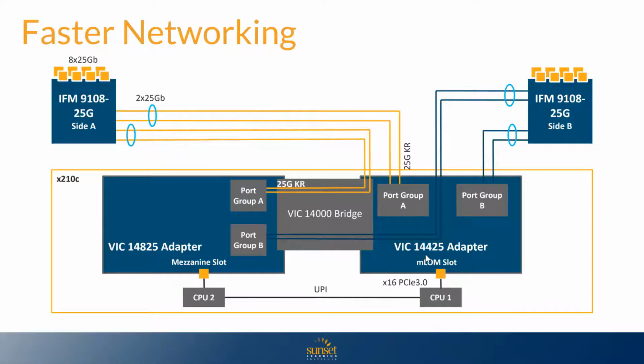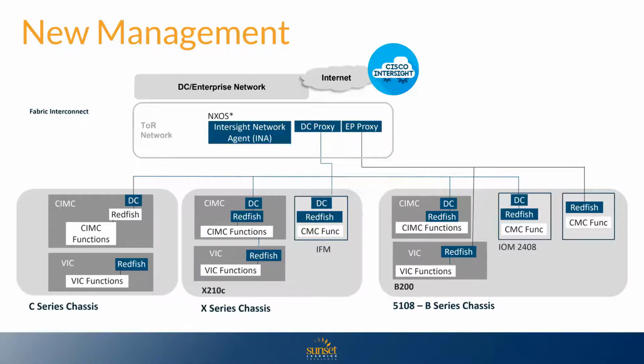The VIC 14425 is primarily used for networking. What you'll see moving forward is the 14825. It will open up more KR channels, but its primary focus in life is to actually allow communication from our GPU and our storage controllers up to the compute nodes.